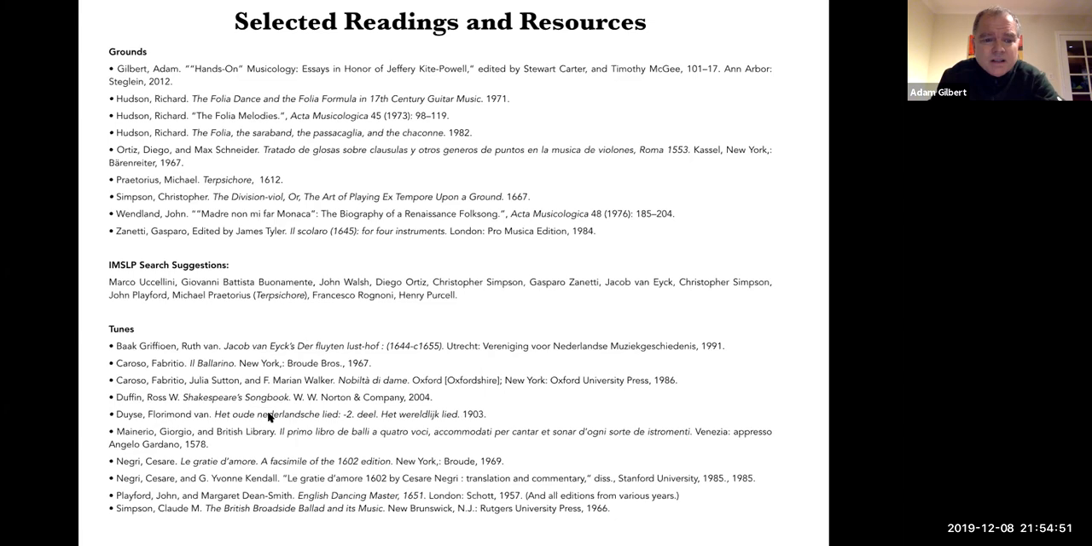It's a special resource. And as we go down the list, I'm just going to show you Claude Simpson, The British Broadside Ballad and its Music. This is the book that got me into musicology. I held it from the library overdue so long, my mother ordered it for me when I was 13. And it's got all these great tunes in it, and Ross Duffin's Shakespeare Songbook as well.